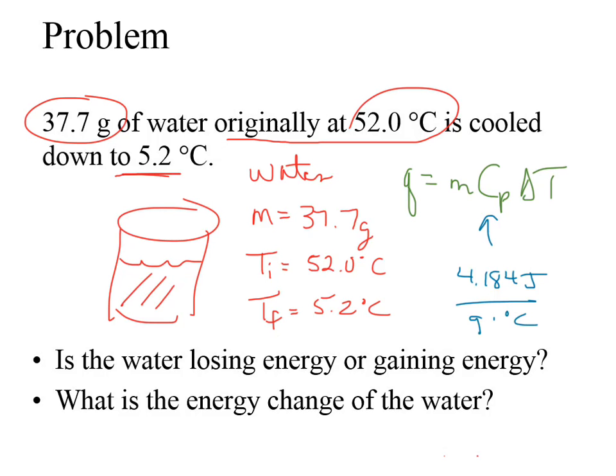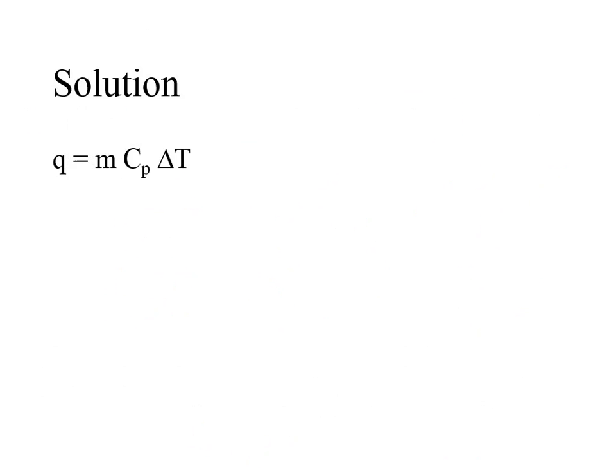Okay, so I guess we should look at the questions. Is the water losing energy or gaining energy? So its initial is 52.0 degrees Celsius, its final is 5.2. How many people think it's losing energy? Me too. Very good. And then this, what is the energy change of the water? That actually is Q. What is the energy change of the water? I.e., solve for Q. All right. So, here we go. Q is equal to MC sub P delta T.